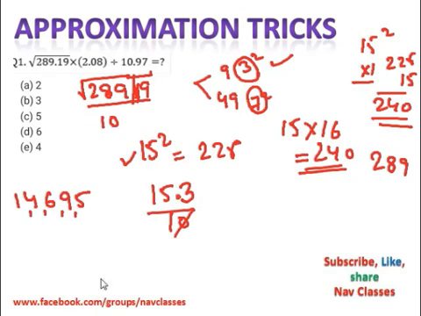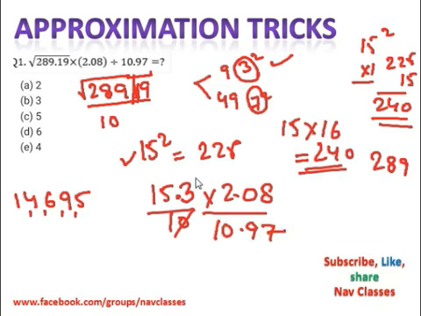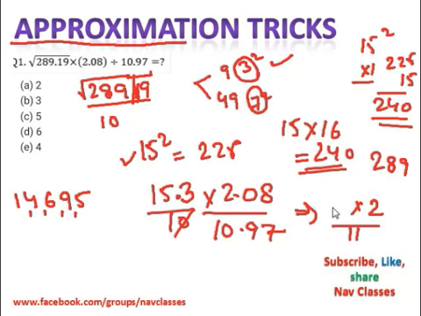This will be divided by 10, so we mark a point here. 15.3 is the answer. Now we have to multiply it by 2.08 and divide by 10.97. The question is of approximation, so we can approximate it. We are calculating all of this for approximation, so we can approximate the decimals. We can take 15.3 as 15, we can take 2.08 as 2, and we can take 10.97 as 11.